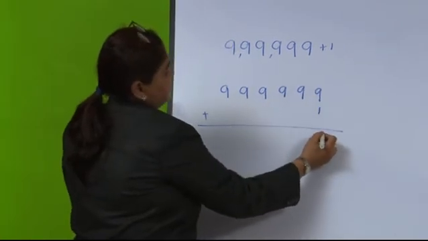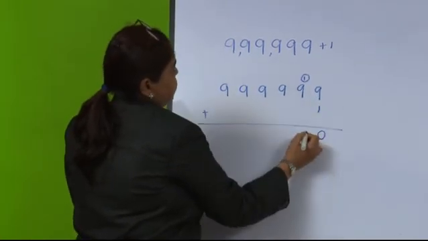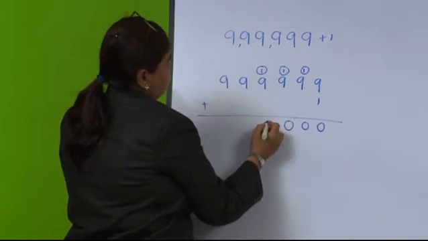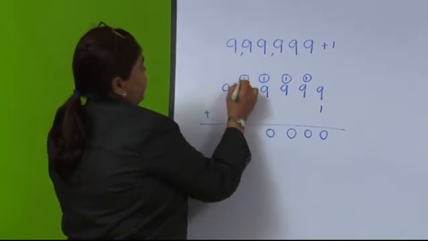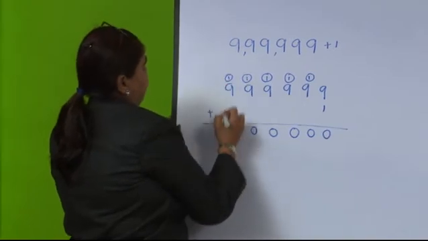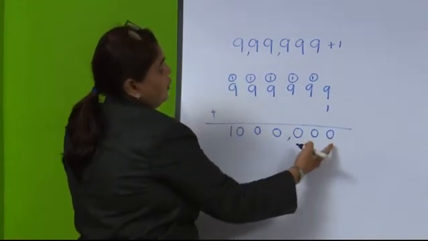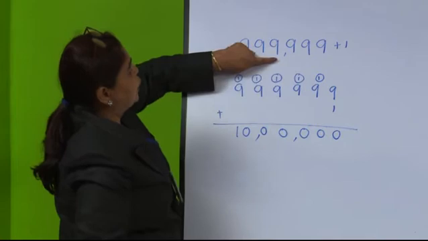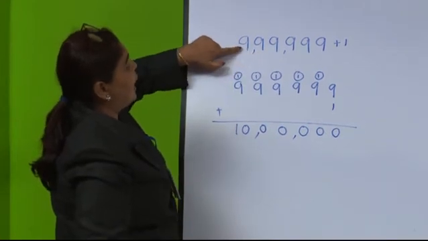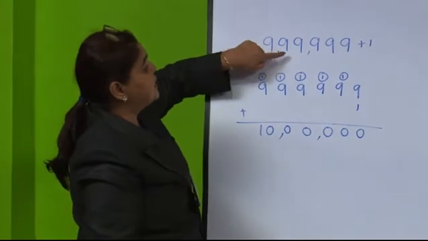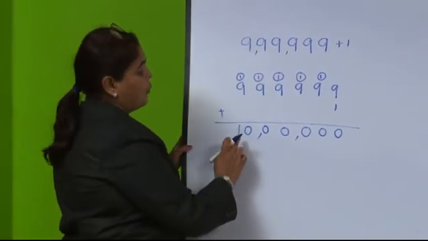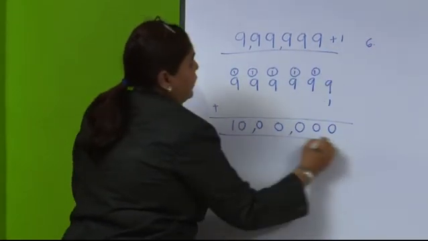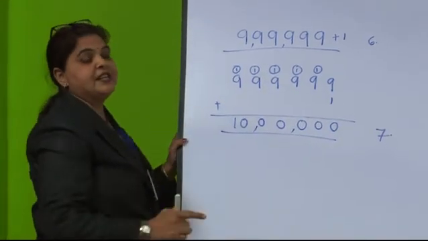So 9 plus 1 is 10, 1 carry. This is again 10, 1 carry. This is again 10, 1 carry. This is again 10, 1 carry, because 9 plus 1 is 10, 1 carry, and this is 10. I have to put the commas after 3 digits and then 2 digits. After 3 digits I put a comma, after 2 digits I put one comma, and I got 10,00,000. This was a 6 digit number and I am getting a 7 digit number as the answer, which is the smallest.